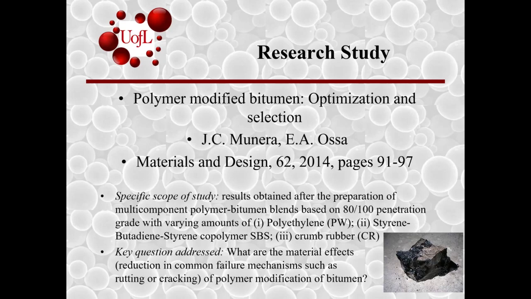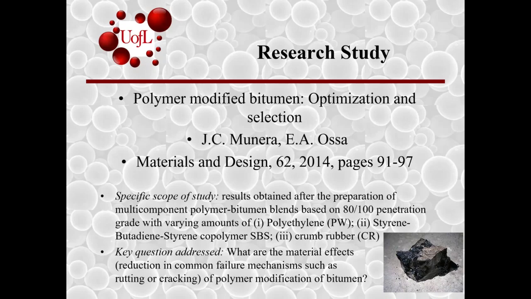So for this journal article, they're looking at the specific scope of study, of results obtained after the preparation of MC or multi-component polymer bitumen blends based on 800 penetration grade with varying amounts of polyethylene, styrene-butadiene styrene copolymer, and chrome rubber. So they looked at the preparation of MC blends of bitumen and then the different blend amounts of polymers of PW, SBS, and CR.